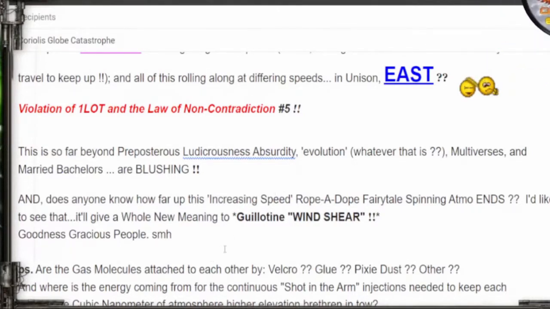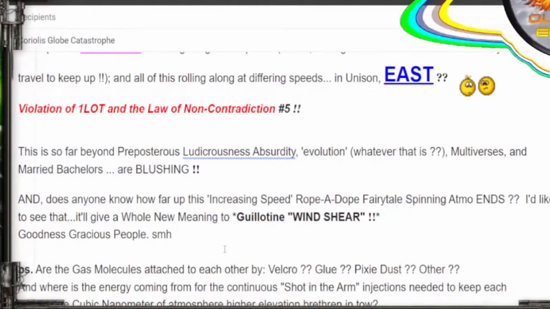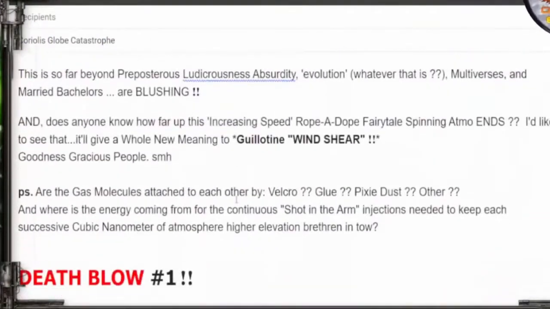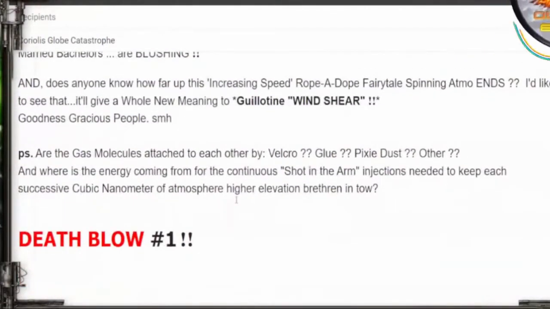And does anyone know how far up this increasing speed rope-a-dope fairy tale spinning atmosphere ends? I'd like to see that. It'll give a whole new meaning to guillotine wind shear. Goodness gracious, people. Are the gas molecules attached to each other? I brought this up before. By Velcro, glue, pixie dust, or other?